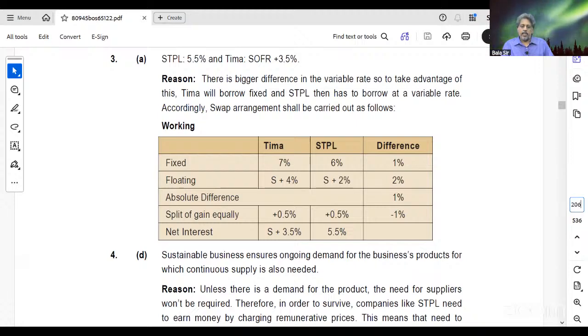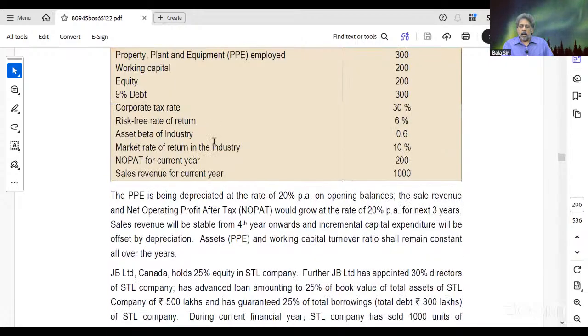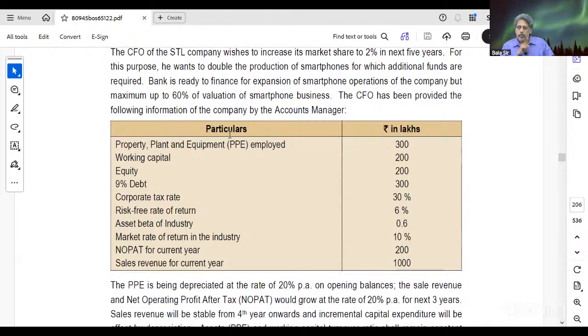Case study number 18. We have the data. First, let us go through the data, and then there is a descriptive question. And this sum is really important. Anyone in the audience appearing for the AFM paper, do learn this sum really well. It will be useful even for your paper on AFM. Now let us go ahead and take on this question.